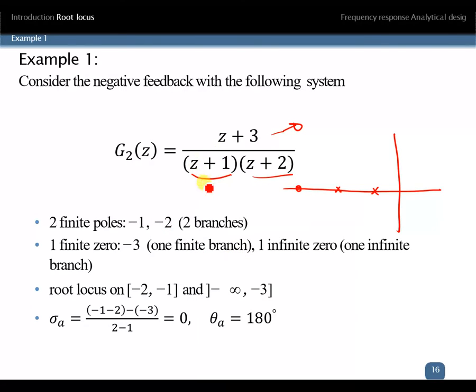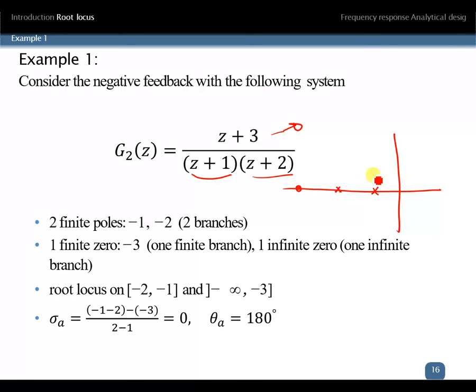If you see, two poles: you have 1, 0. One of the poles goes to the 0, another pole goes to infinity. That means one infinity 0 and one infinity branch, and one infinity 0 you have, because this pole goes to this 0, this pole goes to infinity to find the 0.